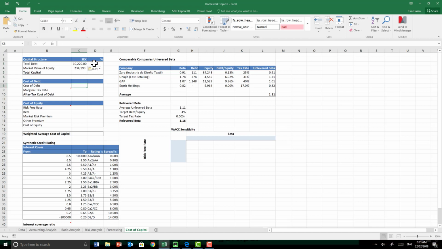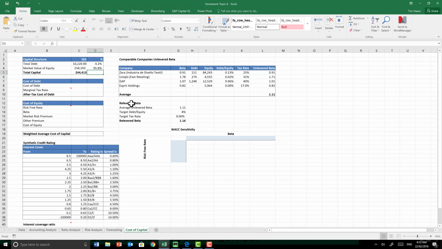So my next part is to figure out what is the relative proportion of each one in relation to the total capital structure. So to get the total capital structure, all I do is I add these two up. And then I take the total debt in C3 and divide it by C5 to figure out what is the proportion of debt. And then I take my market value of equity divided by C5 to figure out what is the proportion of equity. And that gives me my capital structure.